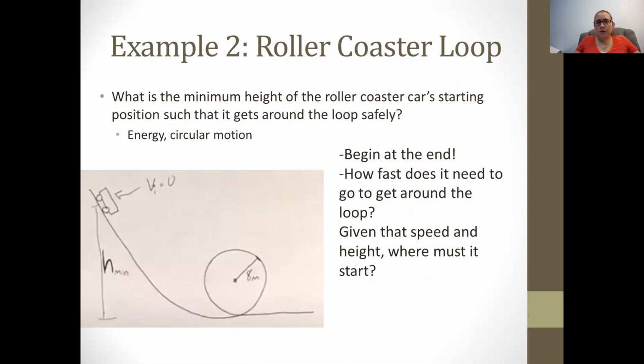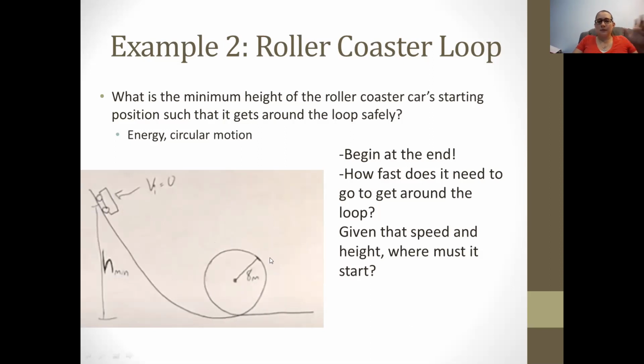Example 2, a roller coaster loop. What is the minimum height of the roller coaster's car starting position such that it gets around the loop safely? Okay, so here we're combining energy with circular motion because now we're dealing with a loop.